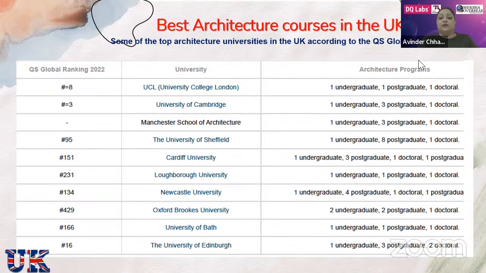Some of the top architecture universities in the UK, according to the QS Global Ranking 23, are UCL, University College London, University of Cambridge, Manchester School of Architecture, the University of Sheffield, Cardiff University, Loughborough, Newcastle, Oxford Brookes University, University of Bath, and the University of Edinburgh. These are the architecture programs, and in the column that follows, I've given whether they offer one undergraduate, one postgraduate or one doctoral program.